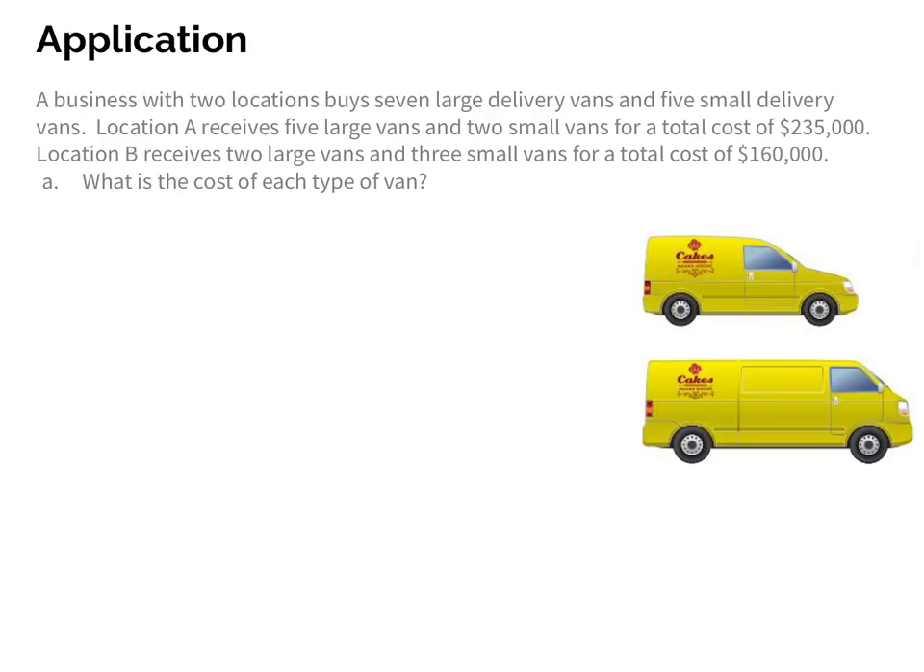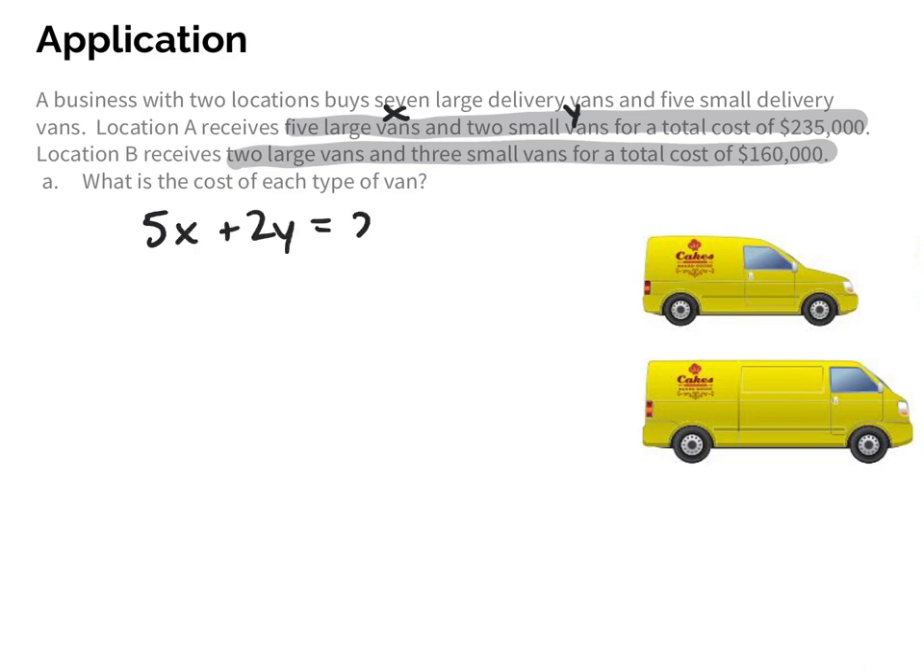Notice in these 2 sentences, we're going to get our 2 equations. 5 large vans, 2 small for that total. 2 large, 3 small for that total. If I were to write these out, I'll say the large van is x and the small van is y. So 5x plus 2y equals 235,000. Why do you give me such big numbers? Because I want to. Then you have 2 large vans and 3 small vans for a total of 160,000.